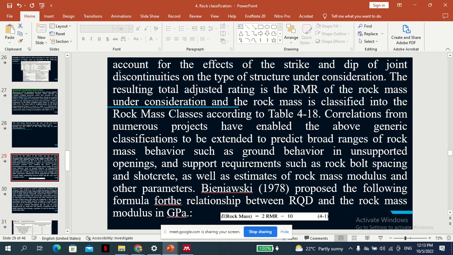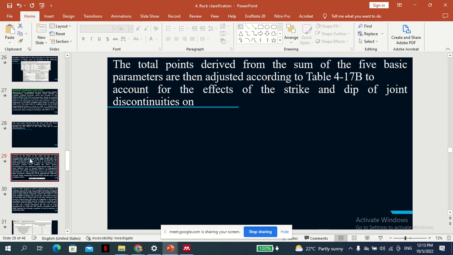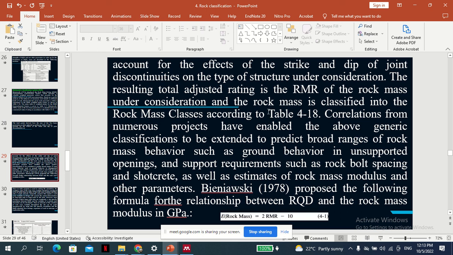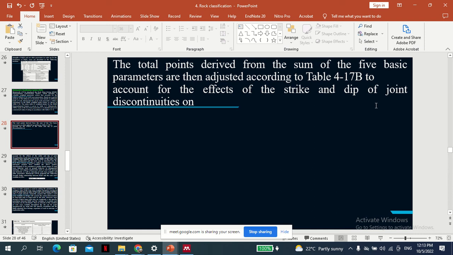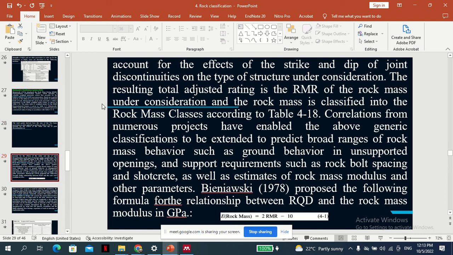Discontinuities on account of the effects of the strike and dip of joint discontinuities on the type of structure under consideration. The resulting total adjusted rating is the RMR of the rock mass under consideration, and the rock mass is classified according to the table shown in 4.18.